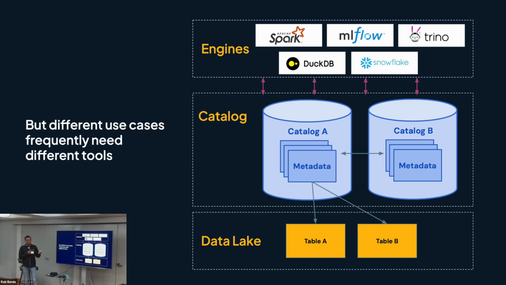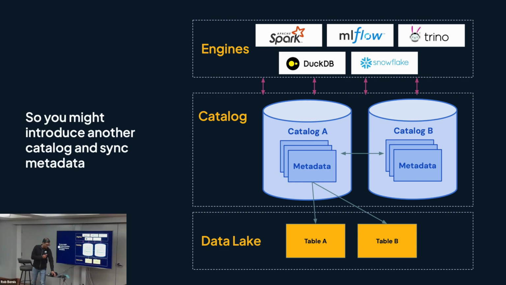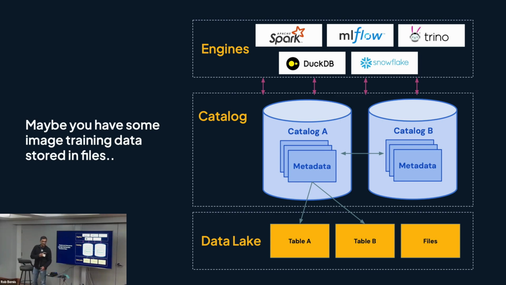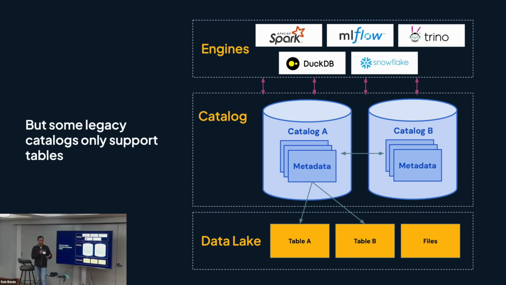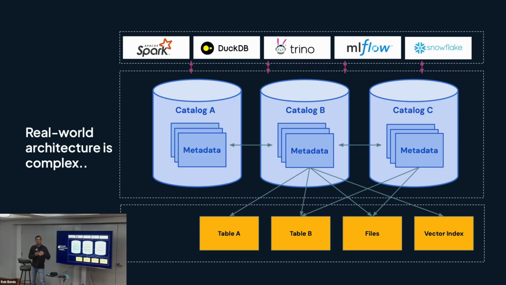So what this means now is you might have to mirror the metadata between these catalogs, or sometimes you might even have to create copies of the data just to give access to other tools. Right, and if you extend this to the newer types of data, like image training data or file data, then many of the legacy catalogs don't have support for these types of data. Hive doesn't support files, so that would mean that you need to introduce another catalog.